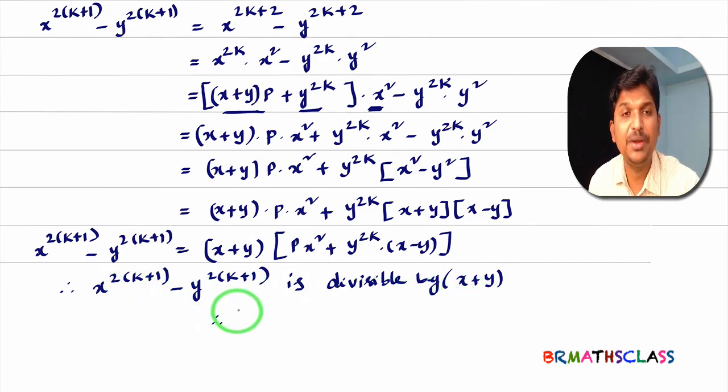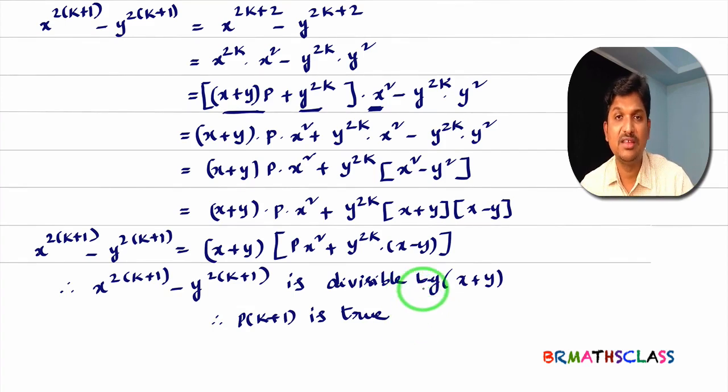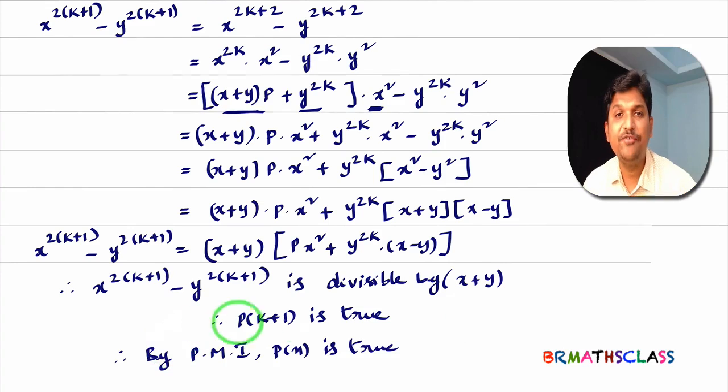That means what happened? By assuming P of k is true, we proved that P of k plus 1 is true. So we proved two things in this. First, I proved P of 1 is true. Next, by assuming P of k is true, we proved P of k plus 1 is true. Therefore, by the principle of mathematical induction, we can say that the given statement P of n is true.